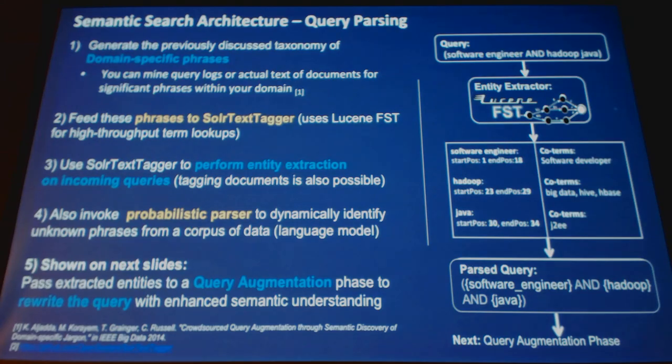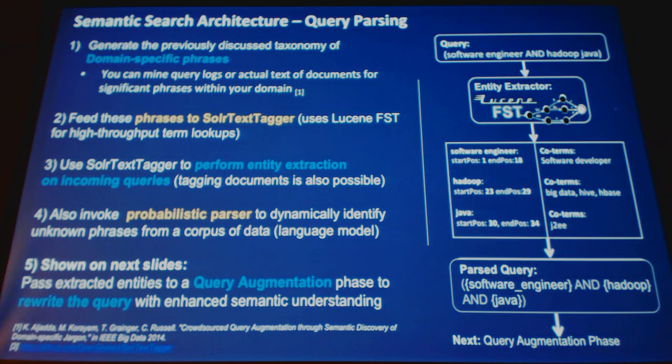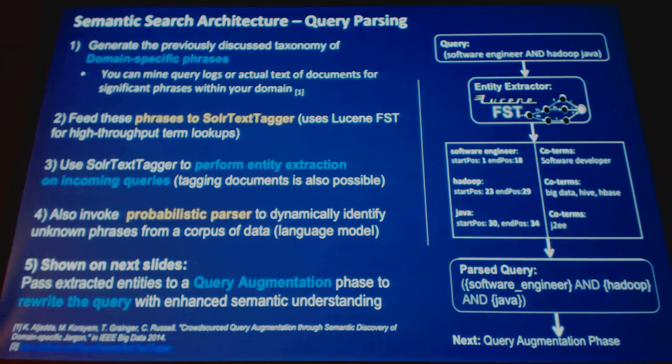How many of you are familiar with what a finite state transducer in Lucene is? Anybody? One? Okay, at a high level, I won't go into details, just think of it as a really, really fast, compact representation of an inverted index in a graph format where you can do very fast lookups. So, for example, I could take an entire resume, pass it to the Solr Text Tagger, and it will tell me every term that appears in my inverted index that's in that document in about a millisecond.